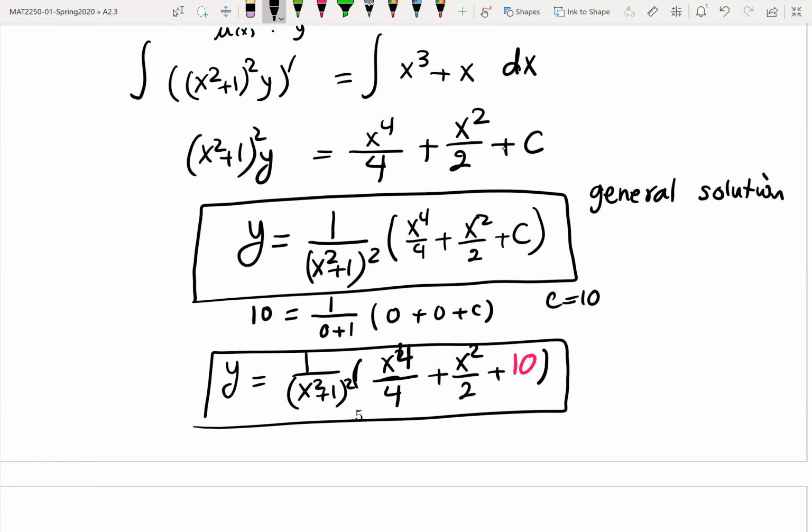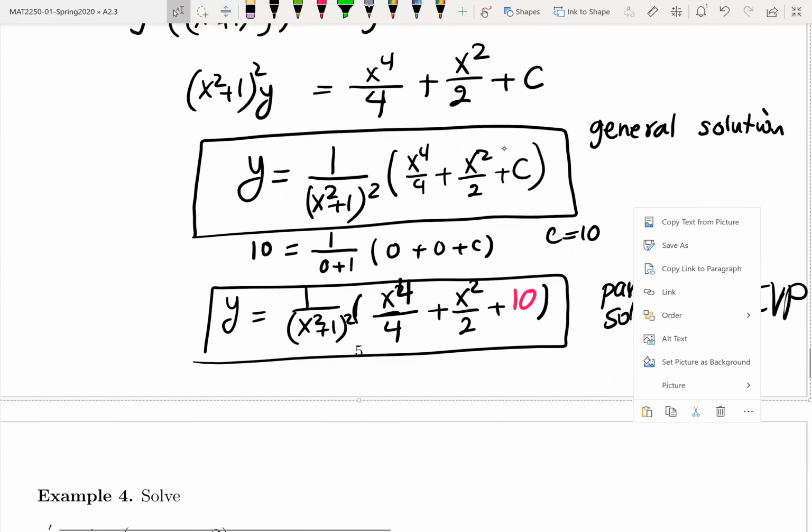This is now what we call the particular solution to the IVP. Make sense? Any question?